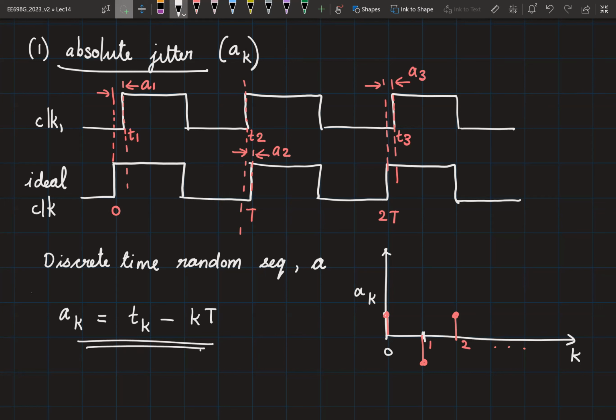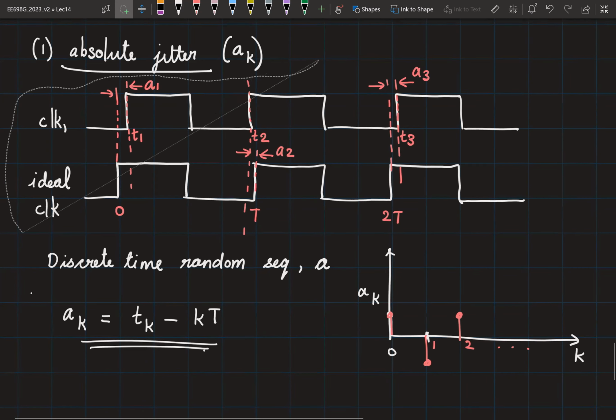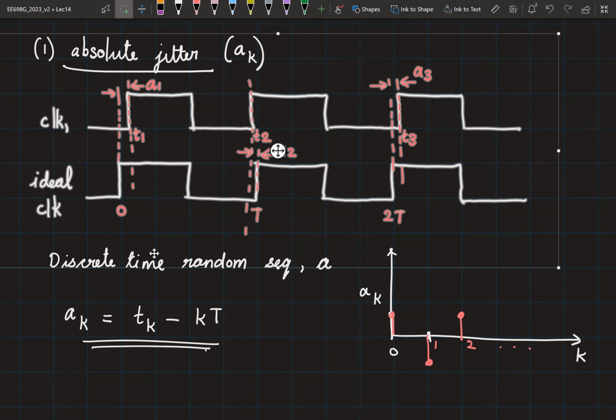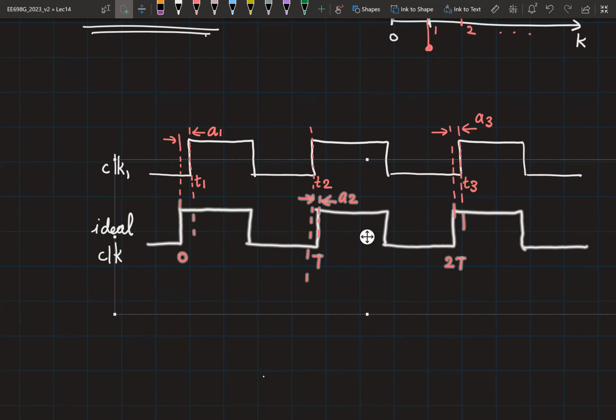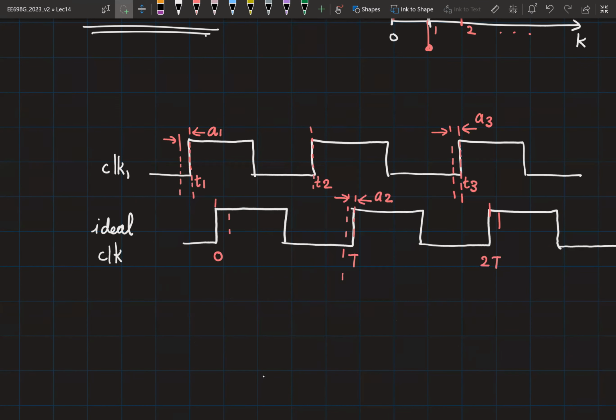Okay. So a minor nuance here is related to how you would position your ideal clock. So instead of positioning this ideal clock like this, I could have also positioned the clock, say, here. Right? What would happen to the values of AK? All of them will now increase by the same value, right? So now how do you think we should position this ideal clock?